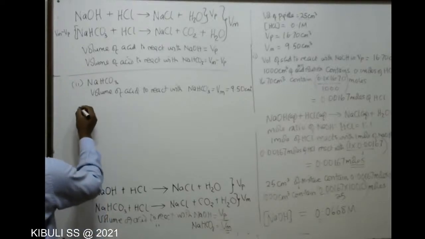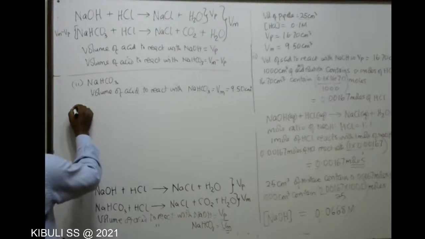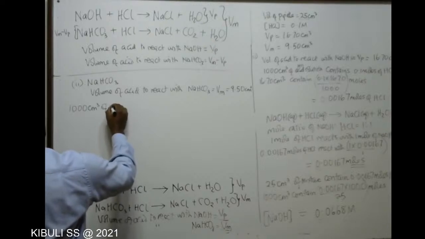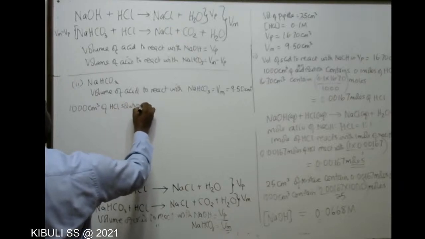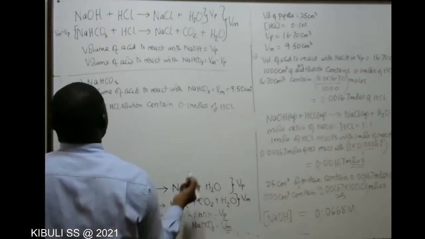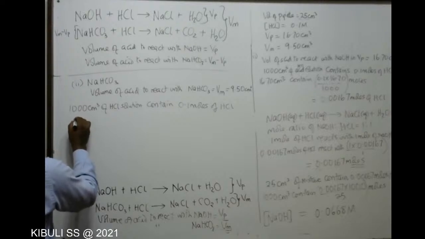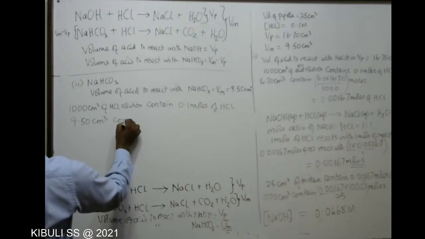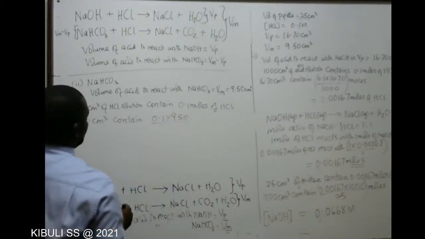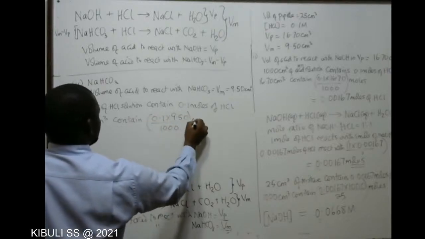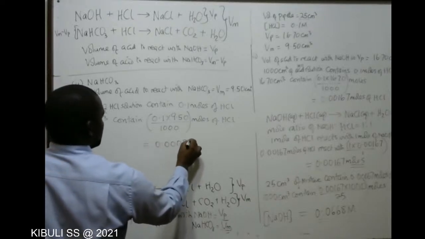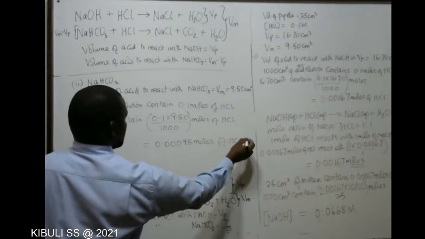So again, you start and say that 1000 cubic centimeters of HCl solution contain 0.1 moles of HCl. What about 9.50 cubic centimeters? These ones contain 0.1 times 9.50 over 1000 moles of HCl. From this you get 0.00095 moles of HCl, hydrochloric acid.